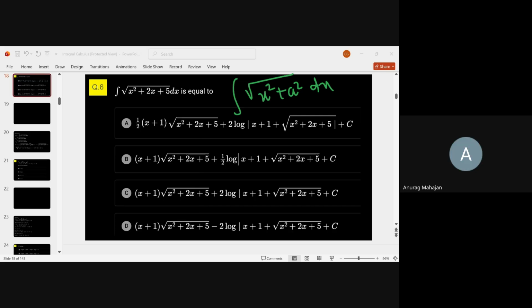Option A. Okay, I think many people have given the answer. So what is the correct answer? The correct answer for this question is, which option is correct?